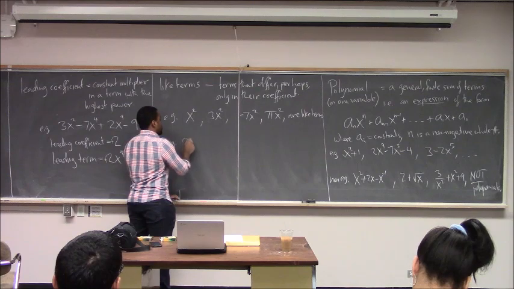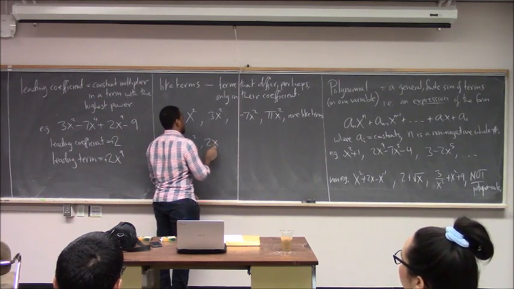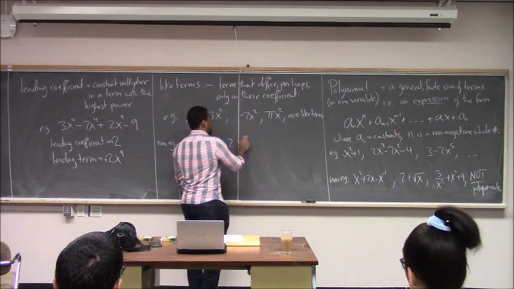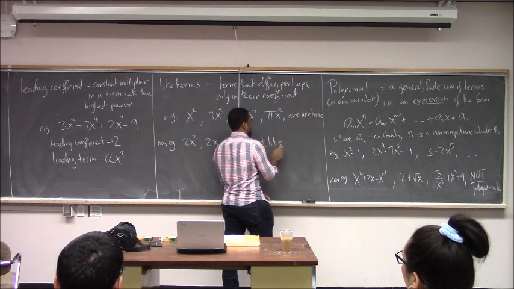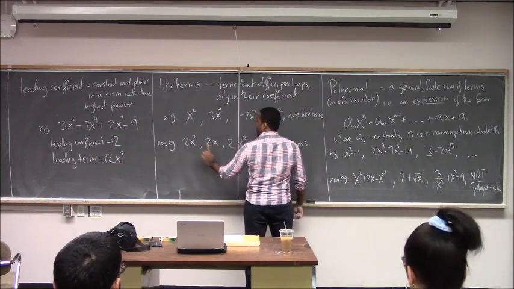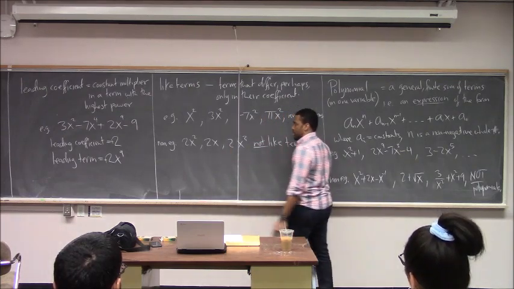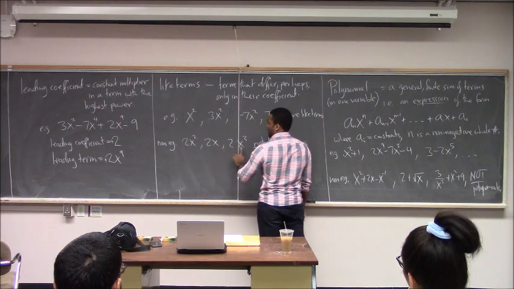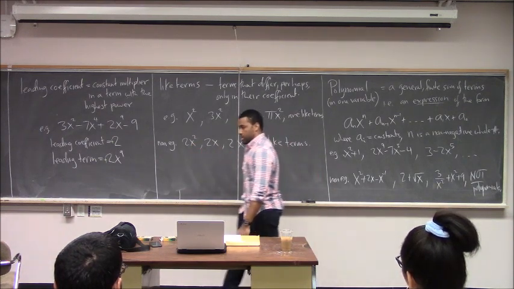Now, if you have something like 2x squared, 2x cubed, these are not like terms. Yes, they all have a 2, but I don't care. The coefficient is not the part I care about. The variable part is the part I care about. This is an x squared, that's an x cubed. These are unlike terms.